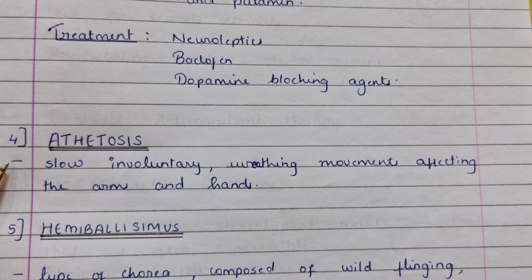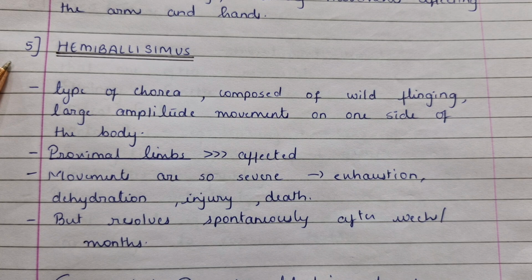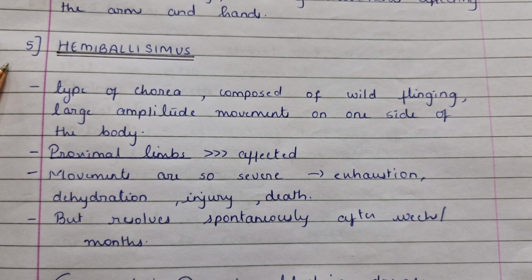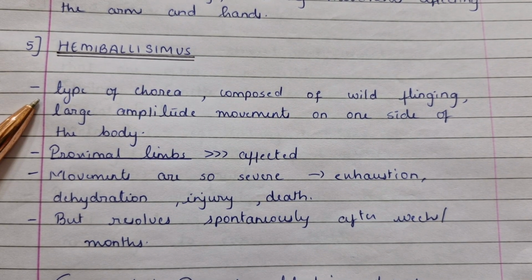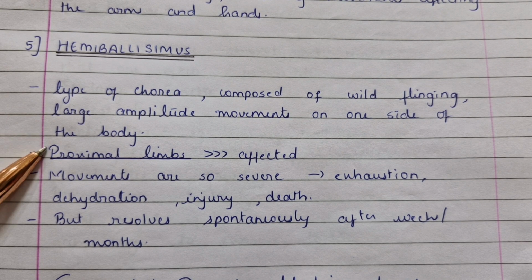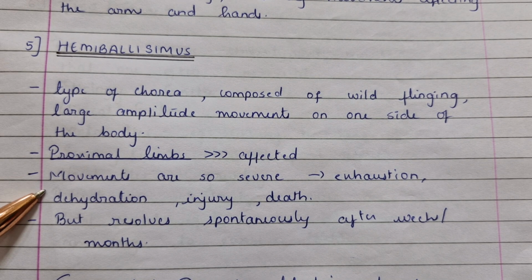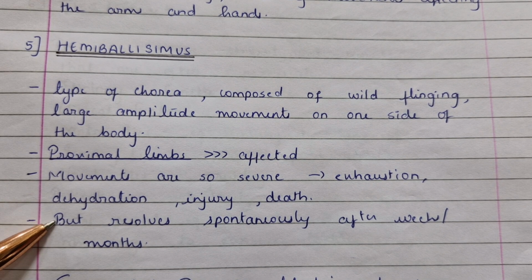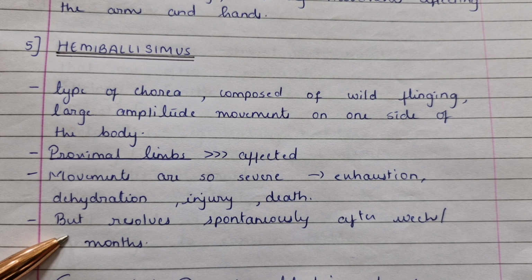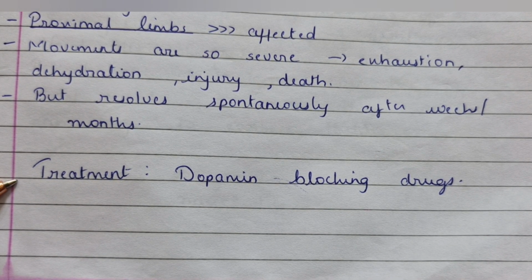Athetosis. These are slow, involuntary writhing movements affecting the arms and hands. Then we have hemiballismus. It is a type of chorea composed of wild flinging, large amplitude movements of one side of the body. Proximal limbs are more affected. The movements are so severe that it results in exhaustion, dehydration, injury, and death, but resolves spontaneously after weeks or months. Treatment for hemiballismus includes dopamine blocking drugs.